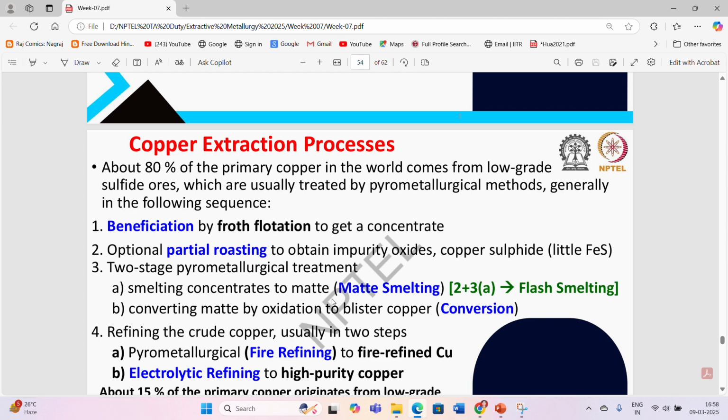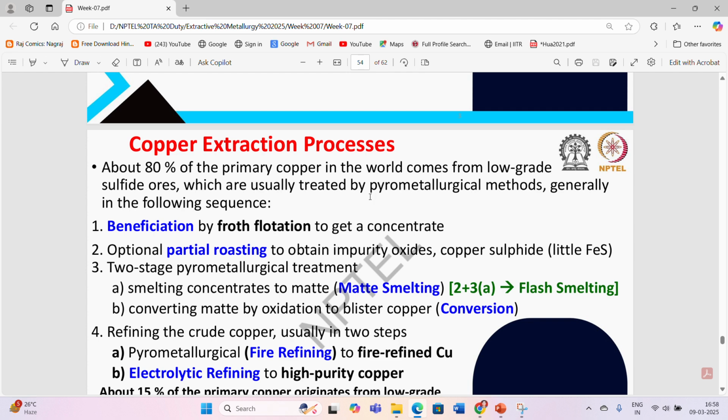About 80% of the primary copper in the world comes from low-grade sulfide ore, which has a copper concentration of only around 0.2 to 0.8% in the ore source. So if we are going to use 1 kg of copper ore, we are getting just 10 grams of copper metal from that 1 kg of ore. These low-grade sulfide ores are generally treated by pyrometallurgical, or sometimes hydrometallurgical processes, but the commonly used process for copper extraction is the pyrometallurgical process.